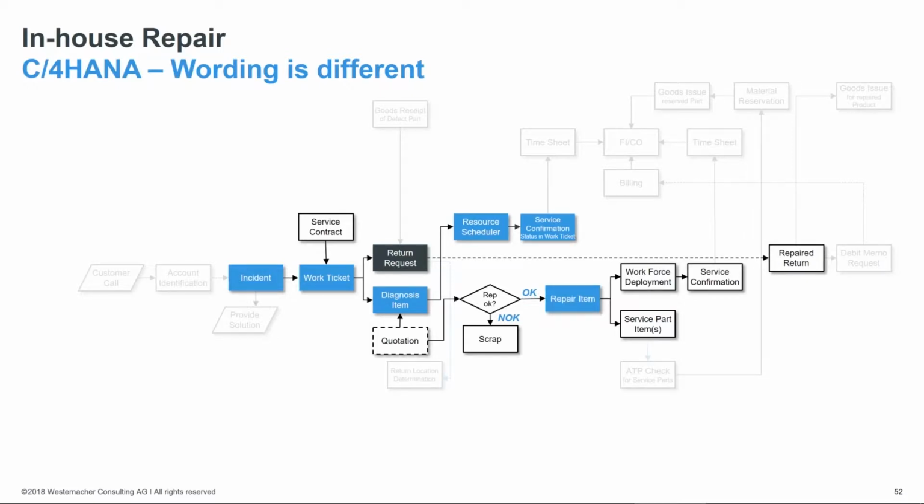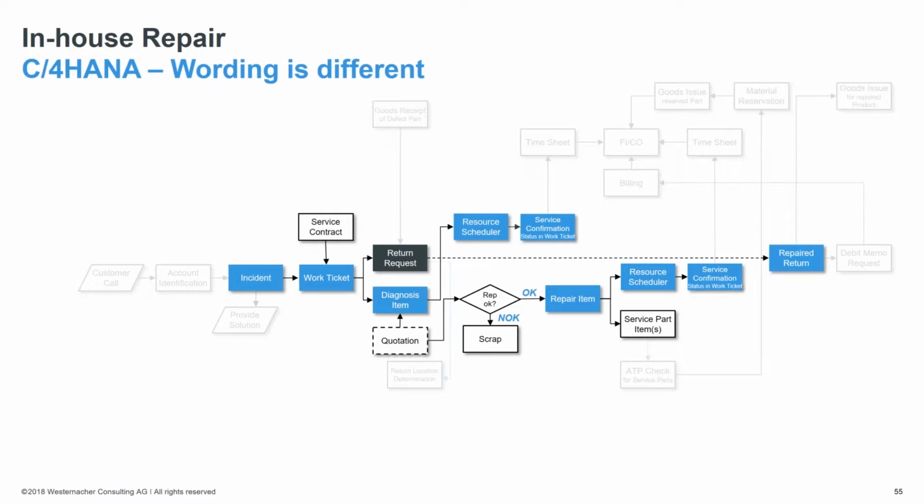A repair item is a separate item line to the work ticket. The engine to schedule resource for the repair is the resource scheduler. The service is not confirmed with a separate document. It's done by confirming the work ticket item.